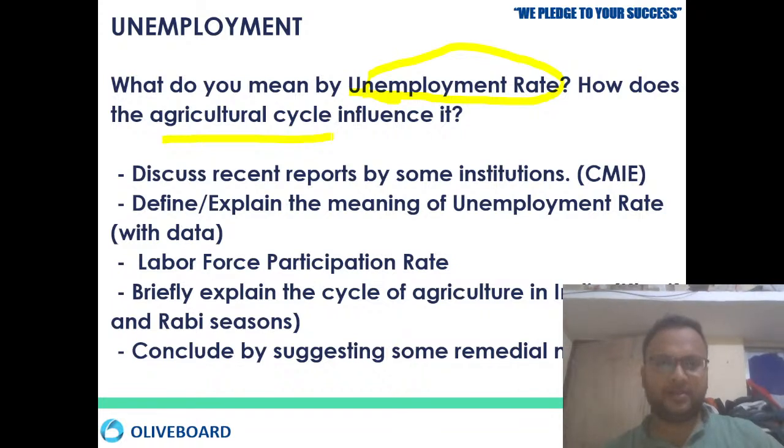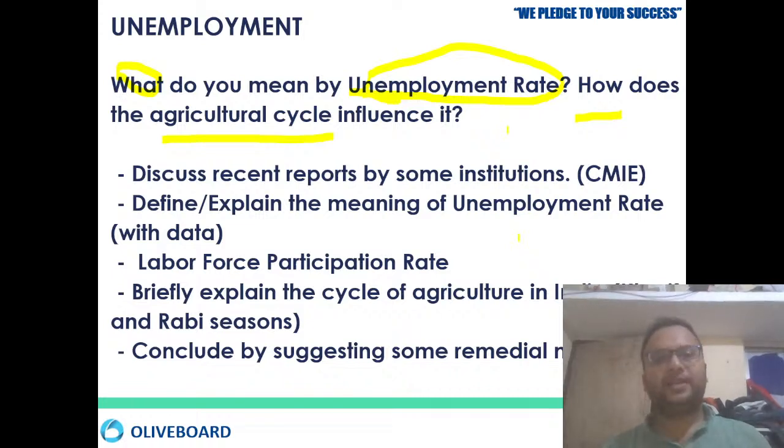Make it a habit forever, that as you read the question, make sure that you underline the demand words and the keywords. What are the concepts involved in the question, and what are the demand words? This is the demand word: what do you mean, and how does the agricultural cycle influence it? I deliberately gave two parts of the question so that we can have a good discussion around the topic. The first part is very straightforward. It is clear: what do you mean by unemployment rate.